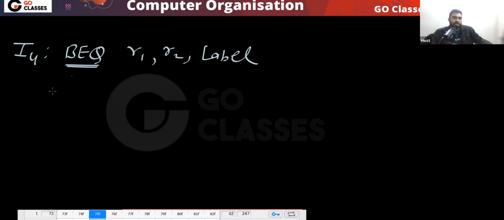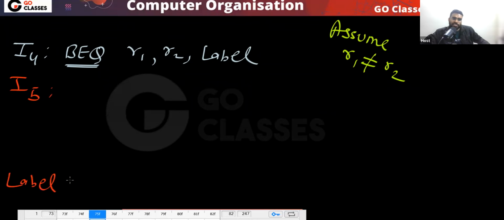This can happen, right? Branch if equal. If these two registers are equal, then go to the label. But it is possible that they are not equal. Assume they are not equal. Then what will happen? Assume R1 is not equal to R2. Then tell me which instruction should be executed: instruction I5, or the label?